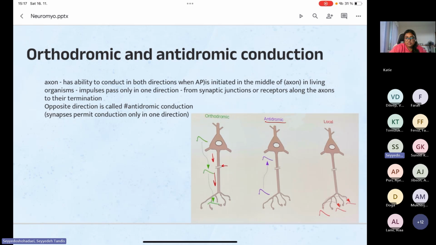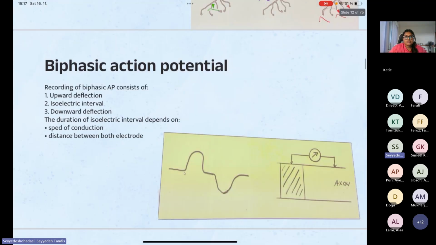So we know that axons have the ability to conduct in both directions. In antidromic conduction, it goes in the opposite direction, but orthodromic is the same direction, like it's going downwards, but antidromic is going upwards. And that's all.